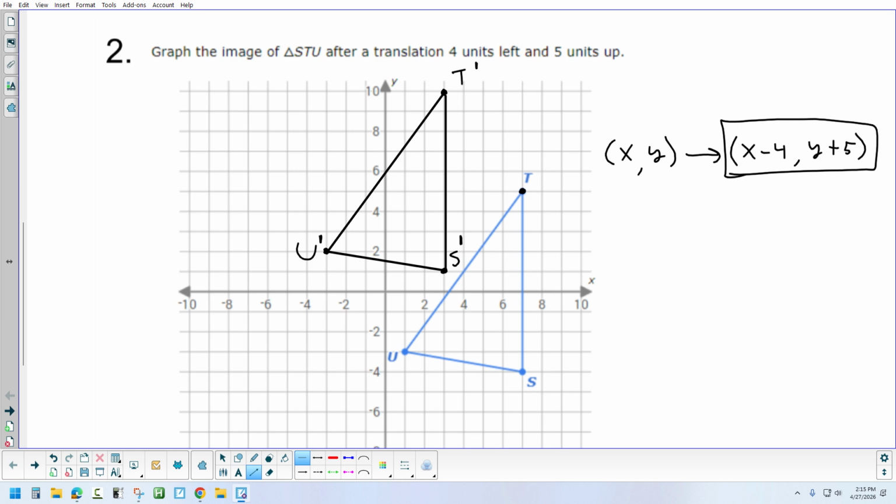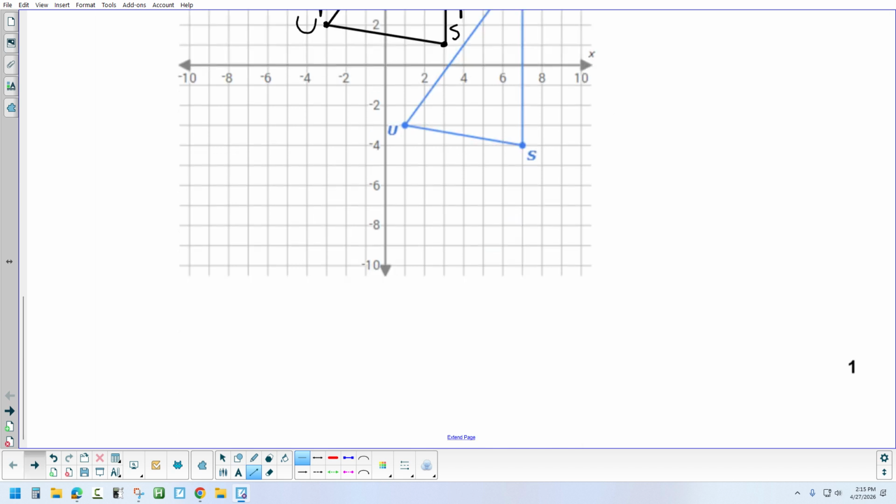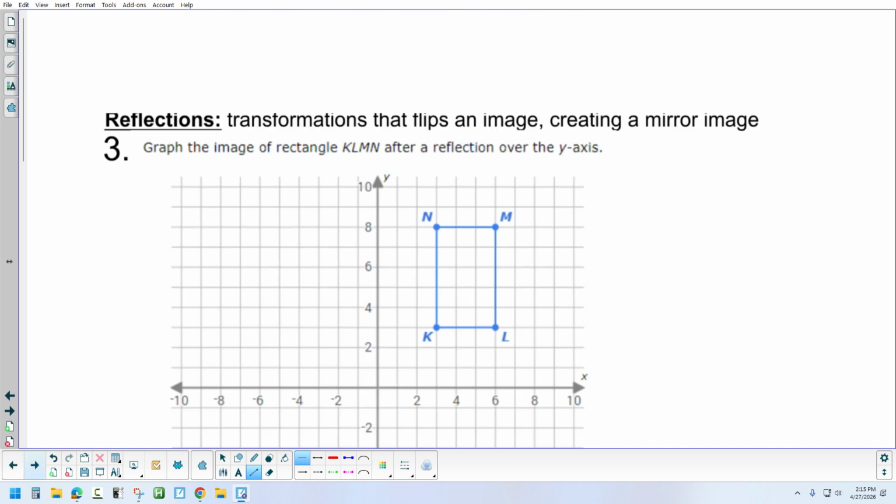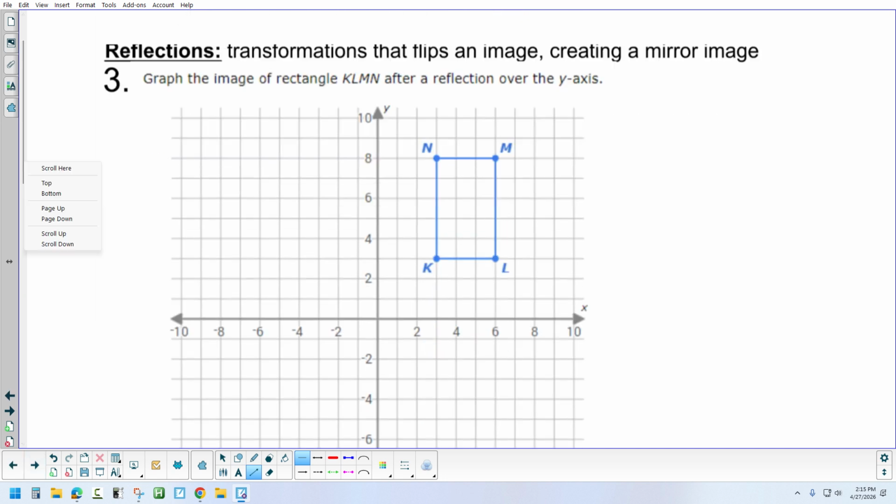Okay, so again, that transformation is called a translation. Okay, the last type of transformation we're going to do is a reflection.